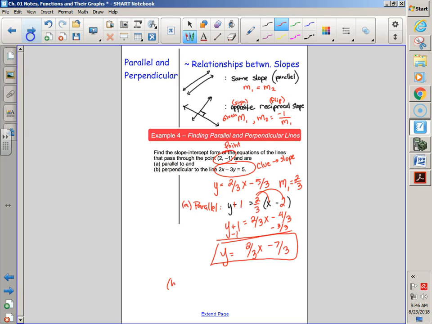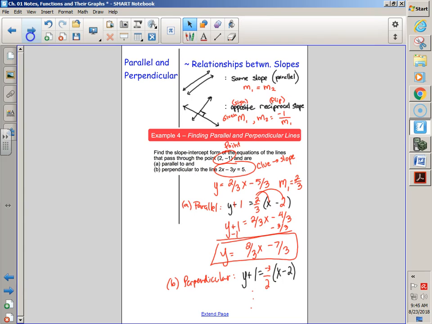What's going to change when I go to do perpendicular? Yep. But I can still do my y, hold on, plus 1 equals x minus 2. All that changes is -3 halves. What's the dot, dot, dot for? Simplifying. Oh no, we had so much more to.